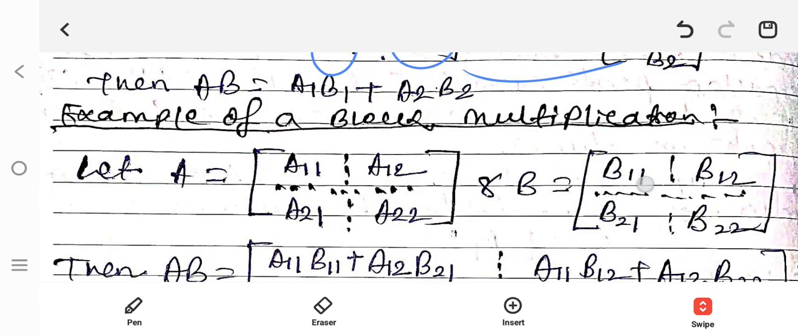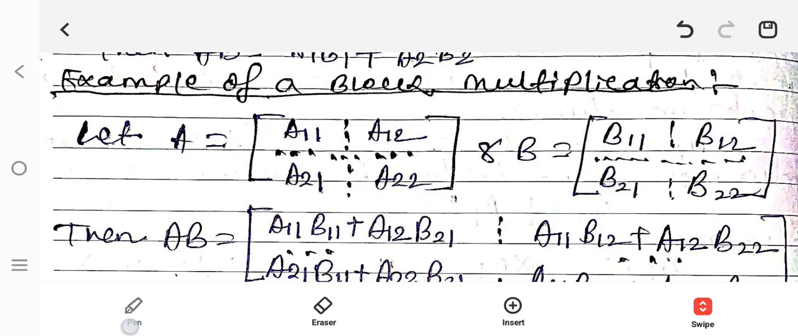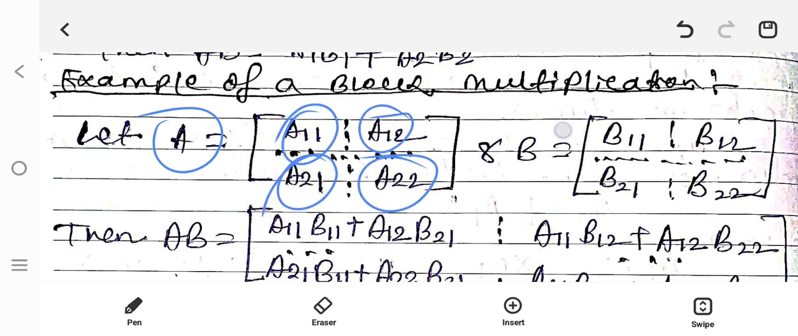Example of a block multiplication. So here let's suppose we have a given matrix A and we divide our original matrix into four submatrices or four blocks, and the same here for the matrix B, we divide matrix B into four blocks, right?